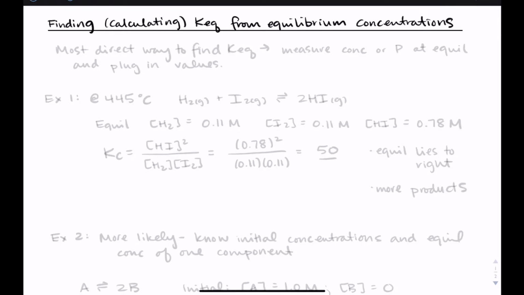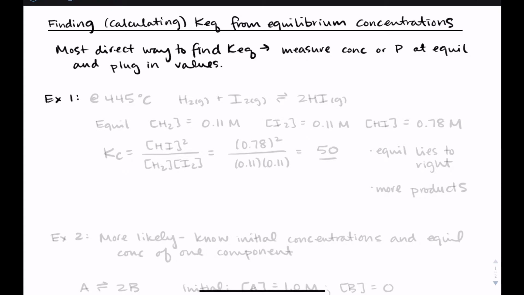So from a reaction, we know how to write the equilibrium constant expression, but let's figure out how to get the values. So what we're going to do now is look at finding, by which I mean calculating, the KEQ from the equilibrium concentrations. This is the most direct way to find the equilibrium constant, which is you get a reaction at equilibrium and then you measure the concentration or the pressure and plug in those values, right? The values at equilibrium are what we use for the equilibrium constant.